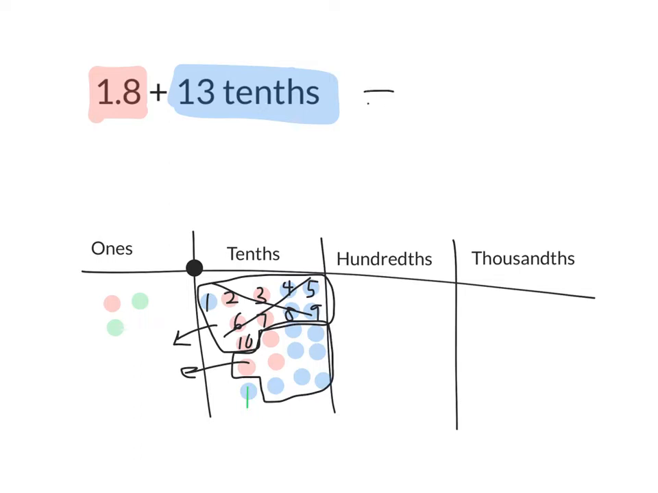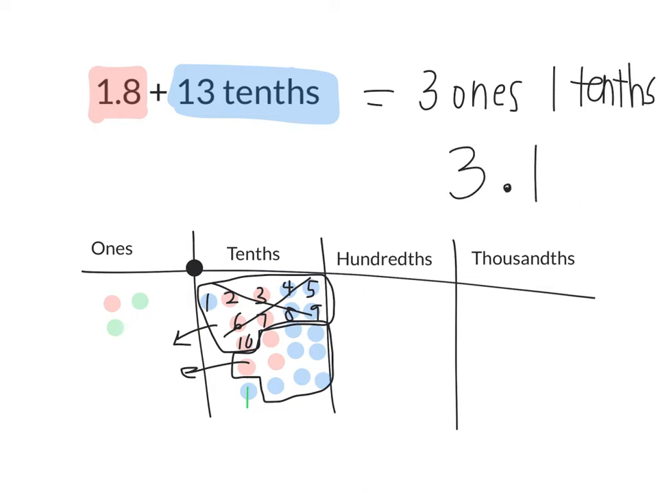How many ones do I have? 3 ones. And how many tenths do I have? 1. Okay, how do I write 3 ones, 1 tenth as standard form? Well, you just write a 3 in the ones column and a 1 in the tenths column. So 1.8 plus 13 tenths is 3.1.